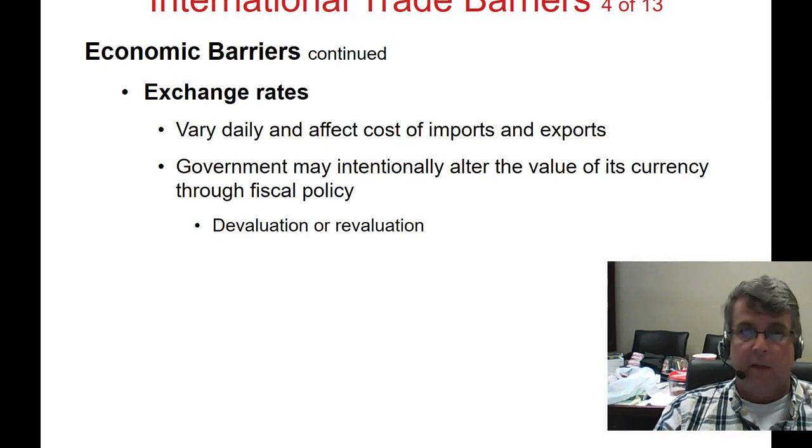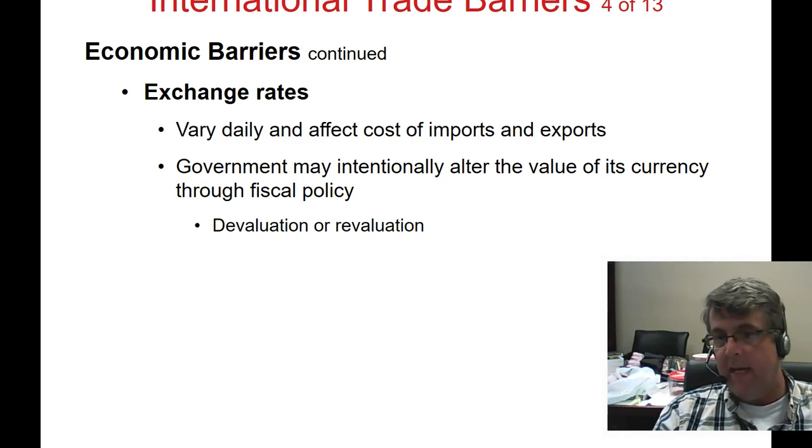Other economic barriers include exchange rates. These can vary daily and affect the cost of imports and exports. We might have a price negotiated in, say, Thailand in the baht. When we negotiate the price, it's 8 baht to $1, and we're going to sell this thing for 8 baht. So we'll get $1 back.